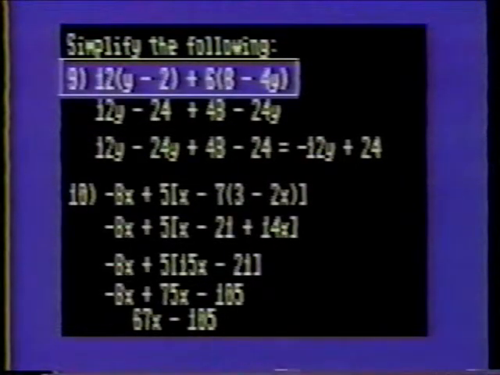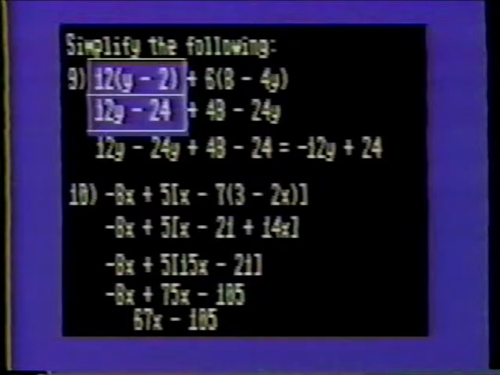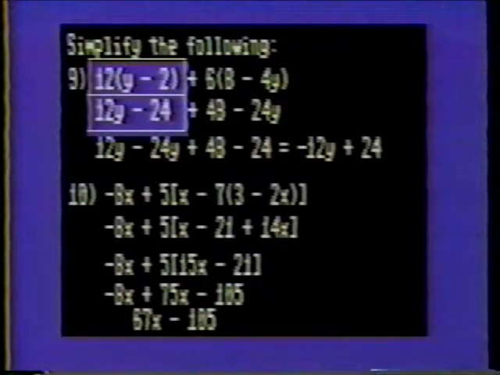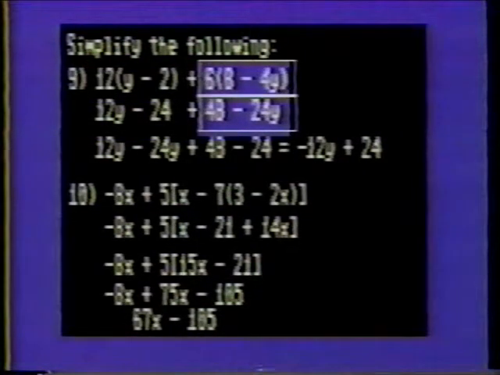Number 9. 12 times y minus 2 plus 6 times 8 minus 4y. First, we must eliminate the parentheses in this problem. Multiplying y minus 2 by 12 yields 12y minus 24. Multiplying 8 minus 4y by 6 yields 48 minus 24y.